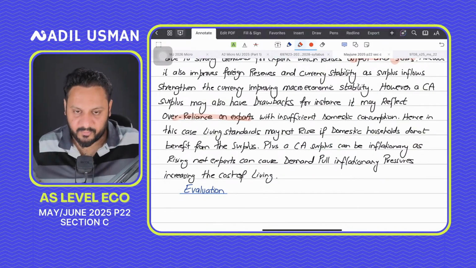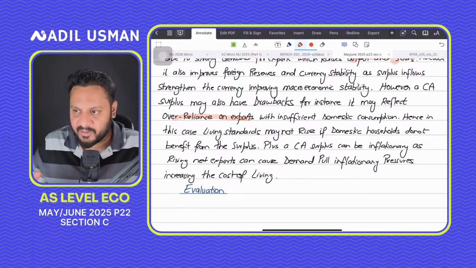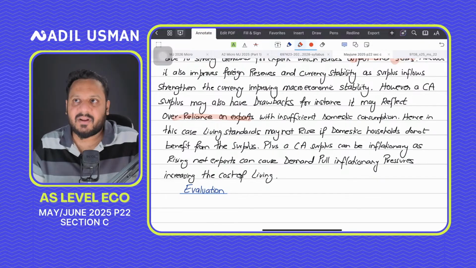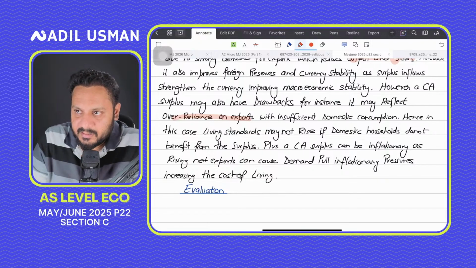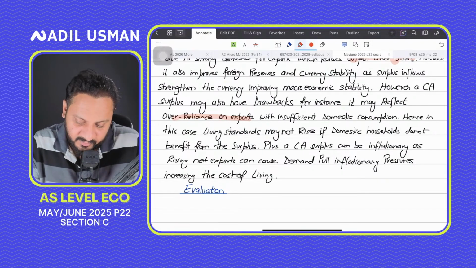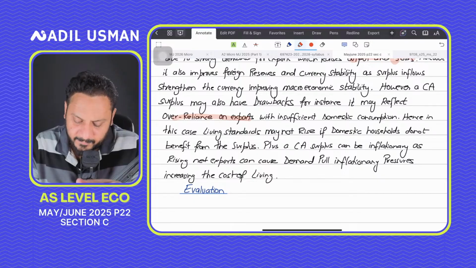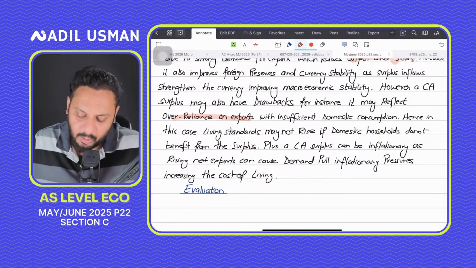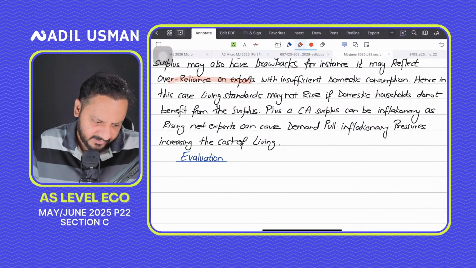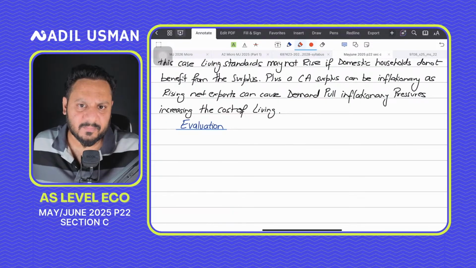So if your current account is in a surplus, but an average Pakistani in your country is not really benefiting from it, he still does not have basic food available, or he can't really buy basic goods, then there's no point. So if domestic consumption is insufficient, then that is something not good. This is how you end up writing it. Plus, a current account surplus, we know, could be inflationary, because rising exports could cause AD to rise, causing demand-pull inflationary pressures, and inflationary pressures again have an impact on the cost of living. So this is how you will end your analysis.